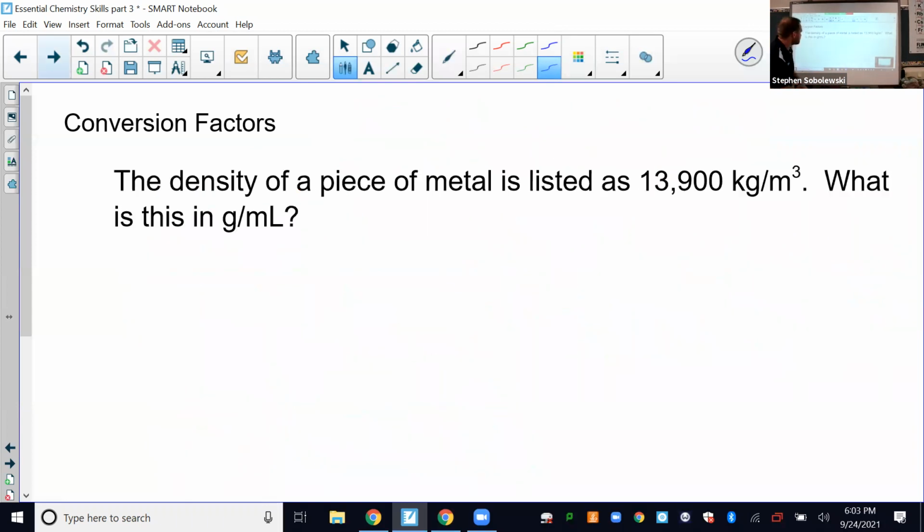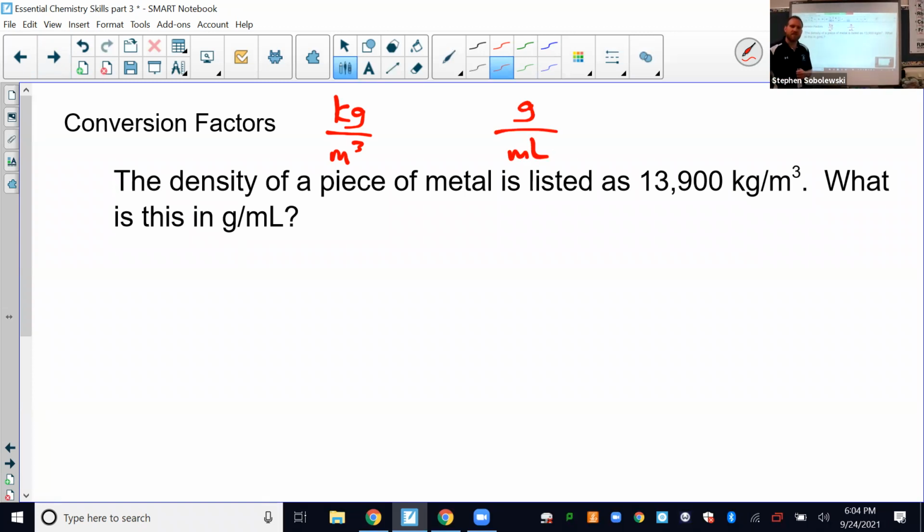One last problem. The density of a piece of metal is listed as 13,900 kilograms per meters cubed. What is this in grams per milliliter? So notice we have a per problem, meaning a numerator and a denominator. We also have a cubic meter in here, which might cause another issue as well. Let's plan our path. So we have kilograms per meter cubed that needs to eventually become grams per milliliter.